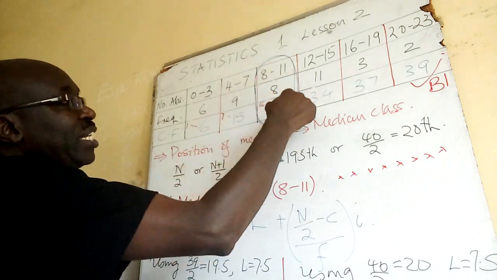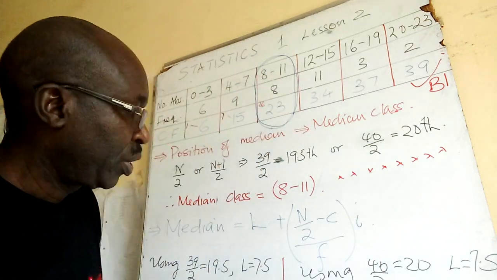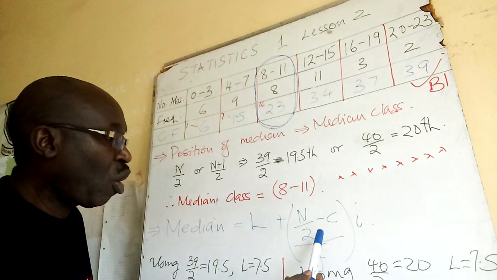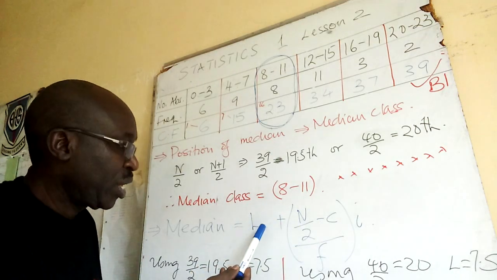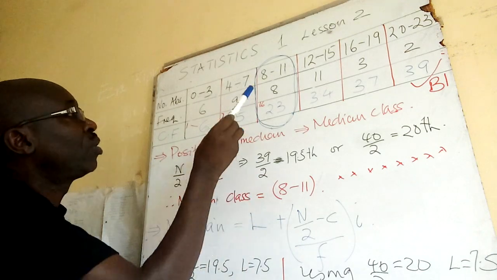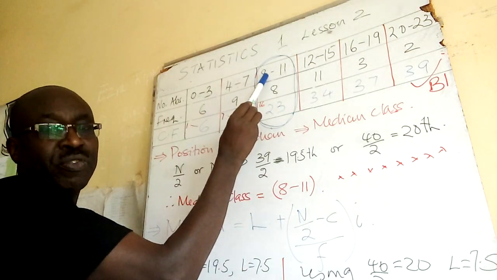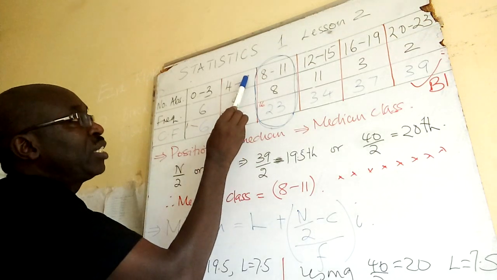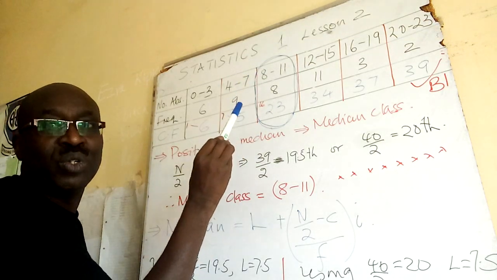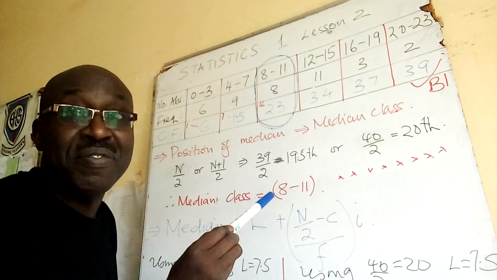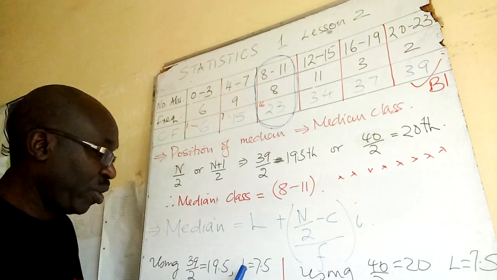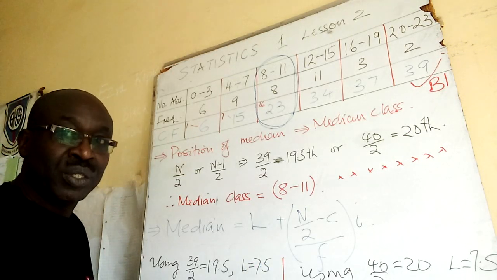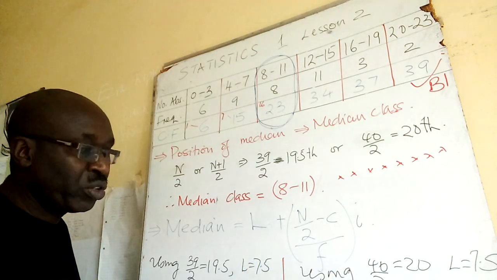Once you have highlighted, what does it help you? It helps you to sort out the components of the median. L can be found now. The lower limit of 8 is 7.5. Normally, how do you get it? It is upper plus lower divided by 2. 7 plus 8, 15 divided by 2, 7.5. L is 7.5. So I'm going to use both versions.